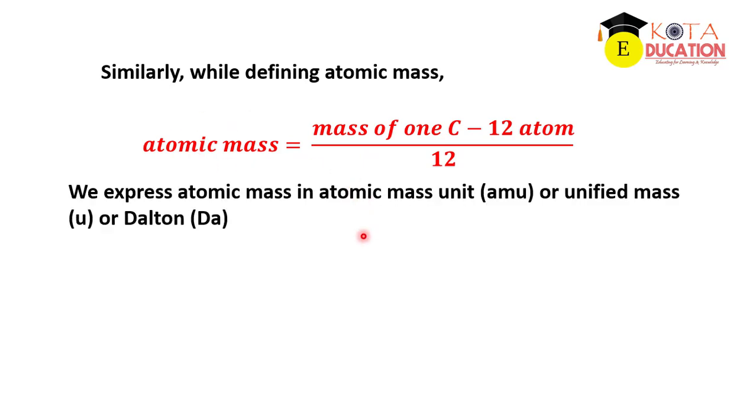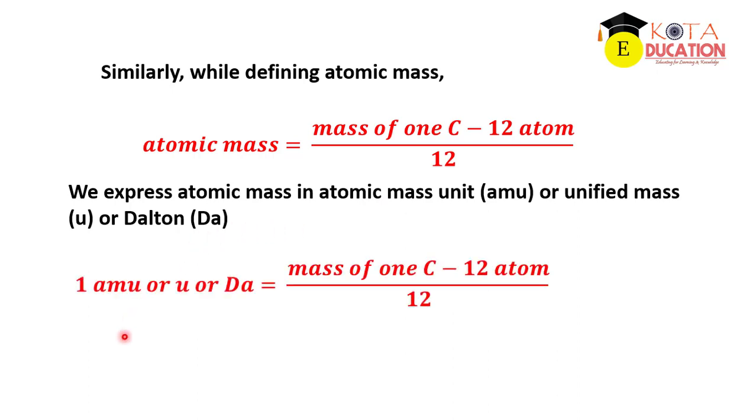So atomic mass can be represented in a unit: atomic mass unit (AMU), or unified mass (u), or Dalton (Da). These units can be used in any case. All three units are correct for the representation of atomic mass. It means if we have to report the atomic mass, we can use any of the three units.